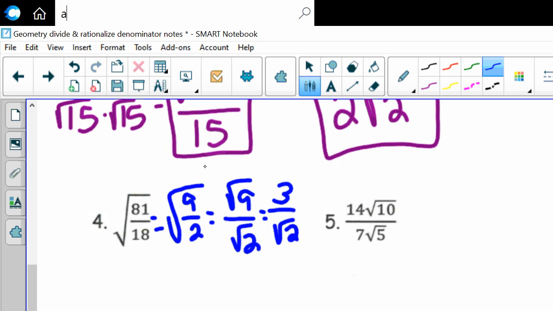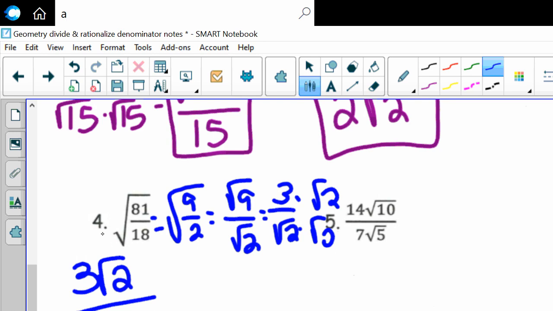I cannot leave my answer like that because of the radical in the denominator, so I need to rationalize. So I end up with 3 square roots of 2 over just 2. My 3 and my 2 not underneath radicals are not going to simplify. They don't have anything in common. So our answer, 3 square roots of 2 over 2.